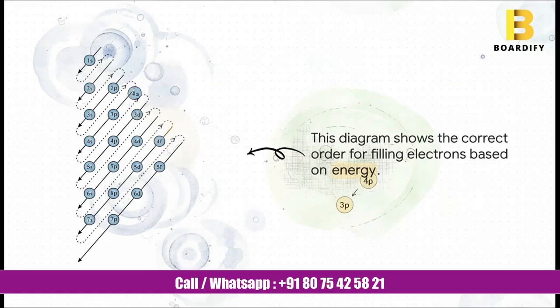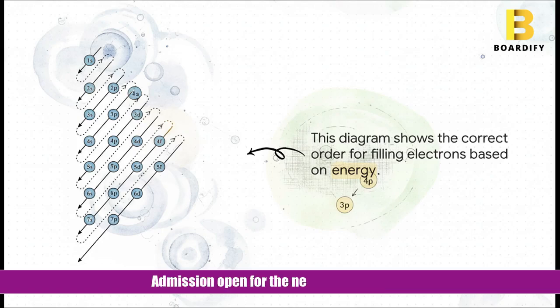happens to be in. This diagram, this is your secret weapon for the exam. It shows you the exact order to fill electrons based on their energy. All you have to do is follow the diagonal arrows, starting from the top. Now look closely. See how the arrow hits 4s right after it hits 3p, but then it goes back to 3d? That's the whole trick right there.